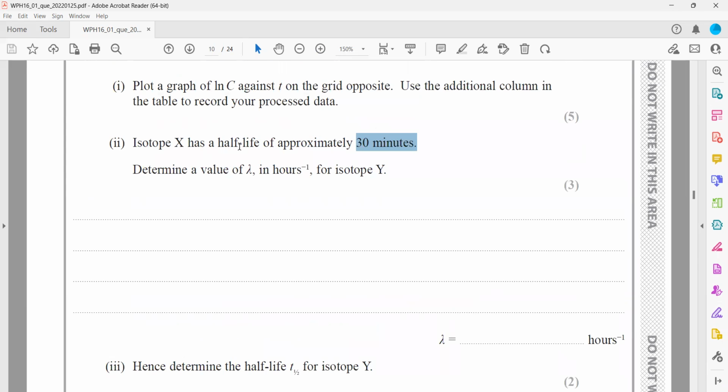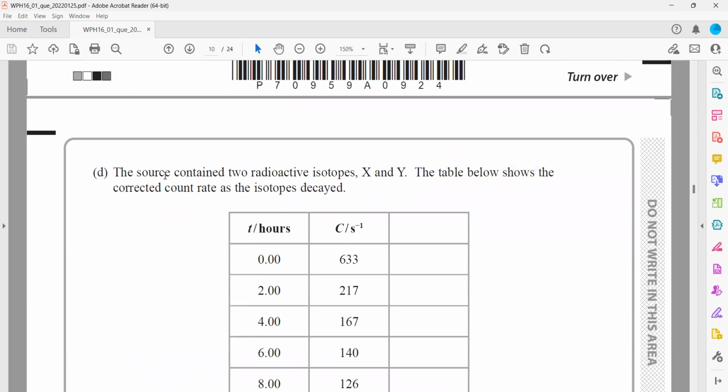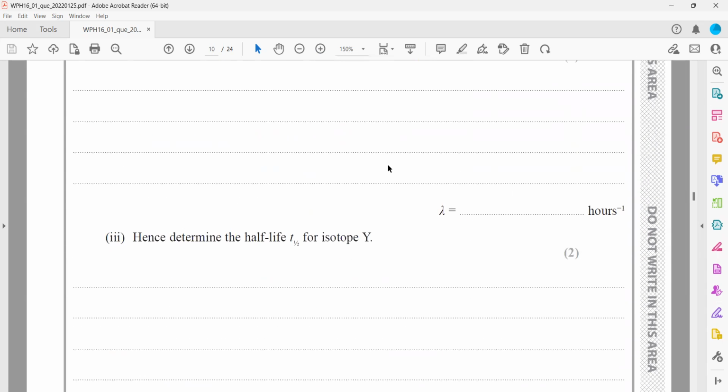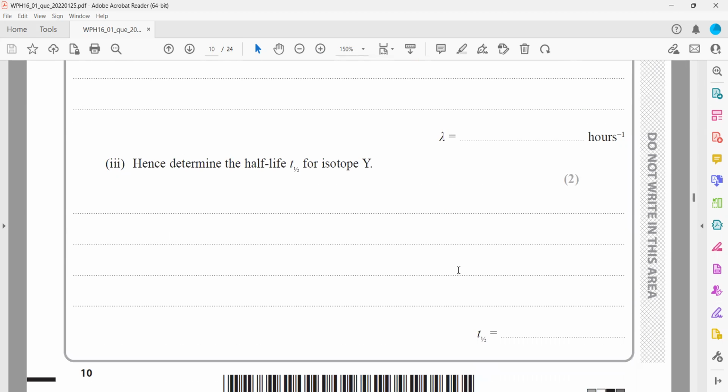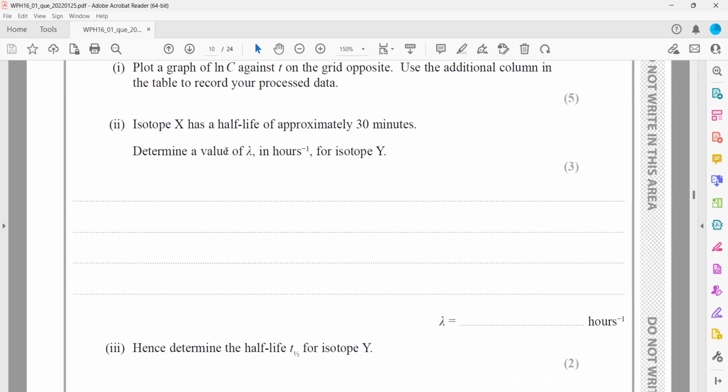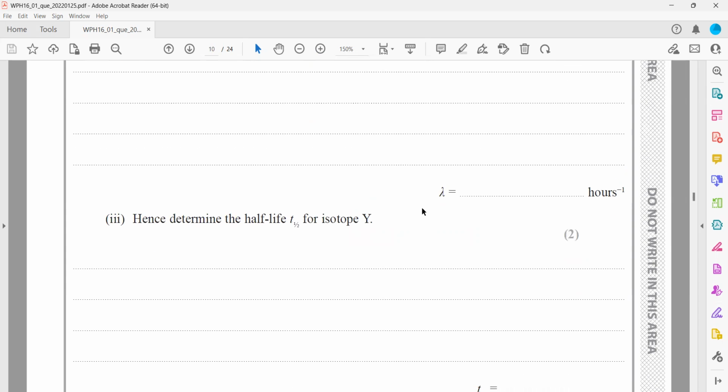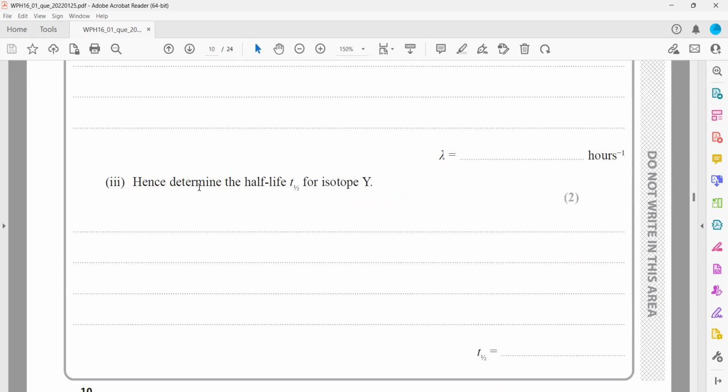They already mentioned here that the source contains two radioactive isotopes, X and Y. So lambda of X and lambda of Y should be the same, because this is the plot which we have, so we'll get the same answer. And after getting lambda, determine the half-life of isotope Y. So how do we determine the half-life? T half is equal to 0.693 over lambda.